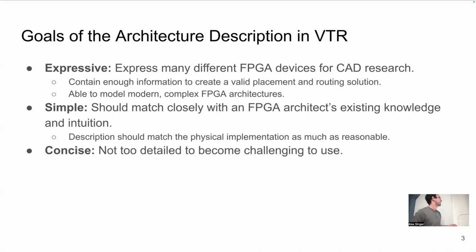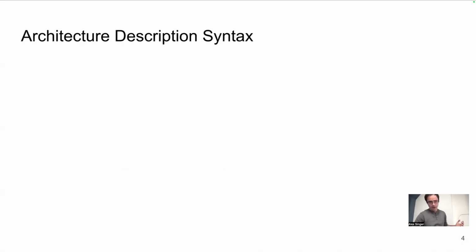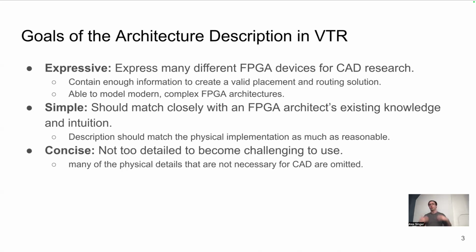And then finally, it should be concise. It should not be too detailed to become challenging to use. It should be very easy to use and all-encompassing. So many of the physical details that are not necessary for CAD should be omitted. If we don't need it, we shouldn't have it. So, is this clear so far? The goals of what we're trying to do here, why the architecture description file exists?